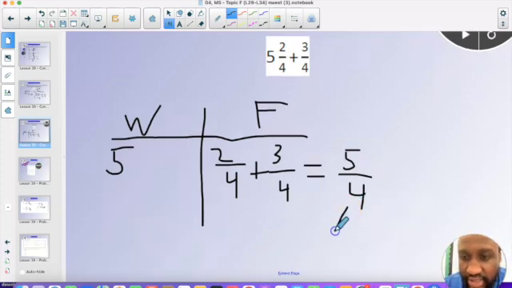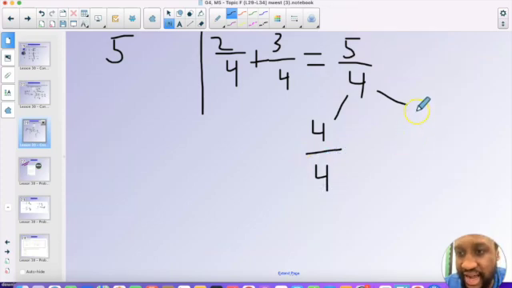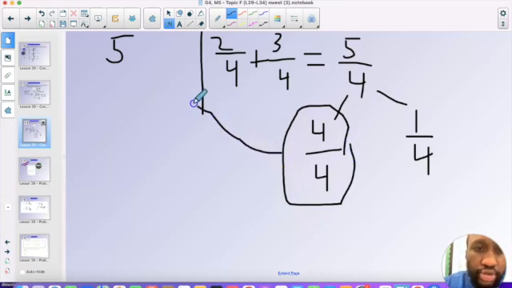So I'm going to break this down here. I'm going to show this as 4/4. Let me extend the page. 4/4, which makes 1 whole, and then I have 1/4 right here. This 4/4 I'm going to circle. It is no longer a fraction. It's considered a whole. So I have to bring it over to the whole.